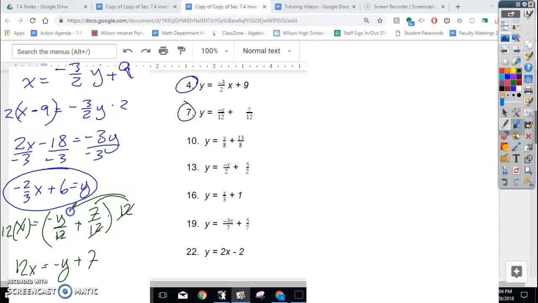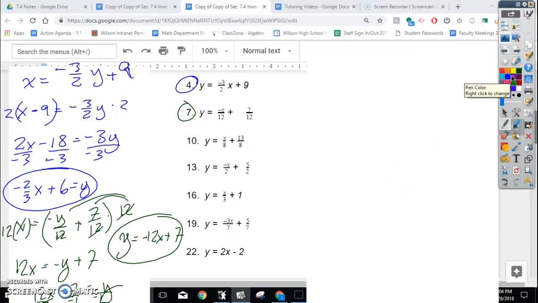Because remember, you distribute. Now I'm going to subtract 7. So I'm going to get 12x here minus 7 equals negative y. And then I'm going to divide by negative 1, divide by negative 1, divide by negative 1. So I ran out of room there, but this will be negative 12x plus 7. Sorry about running out of room there. That's number 7.